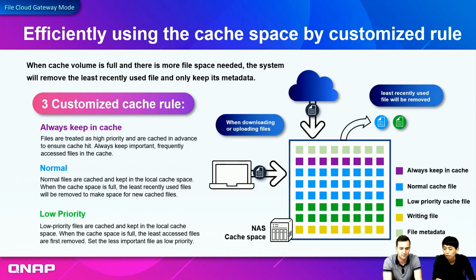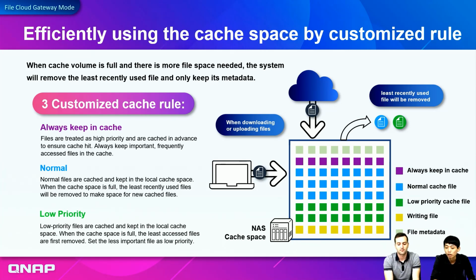So here you can see in this picture, when we need to download or upload data and the space is full, the cache algorithm will remove the least recently used data. However, we also provide three customized cache rules for you to manage which data you want to remove first. So we have always keeping cache, normal, and low priority.